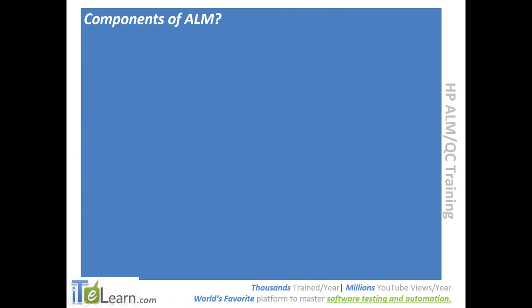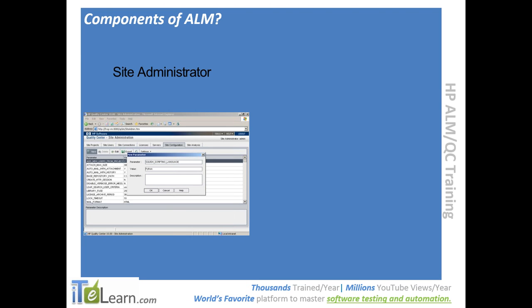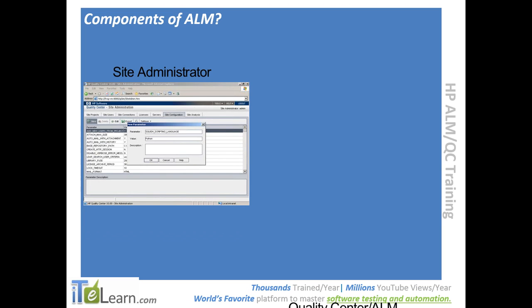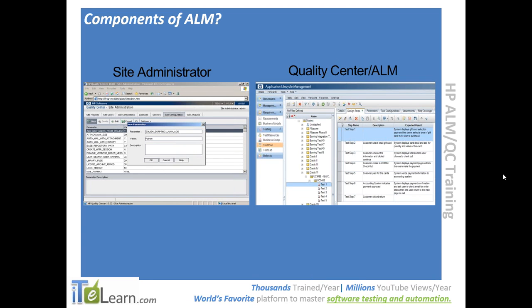So let me get back to the presentation. So what are the two major components? One is the site administrator component. Previously we used to call it quality center administrator or site administrator. It's the same. This is a quality center screenshot, so don't really go with that. But we can definitely talk about the ALM part of administration. And then we have the quality center or ALM tool itself. So these are the two major components of it. Again, this screenshot is from 11.5, so don't really go into the details of it. When we have the latest version, we'll go with the latest.